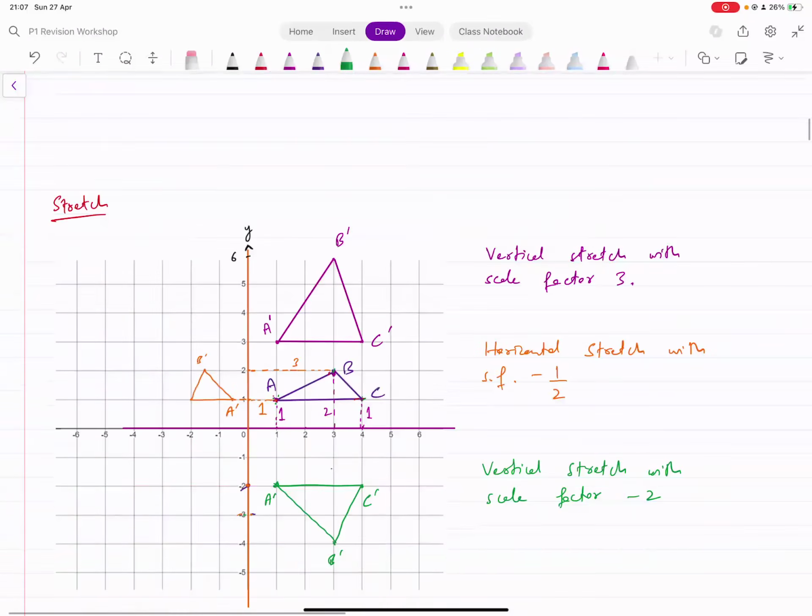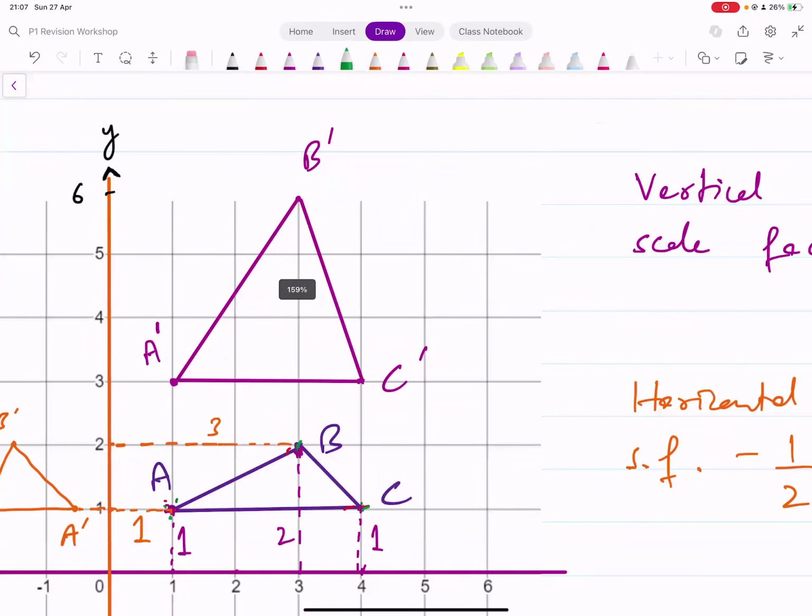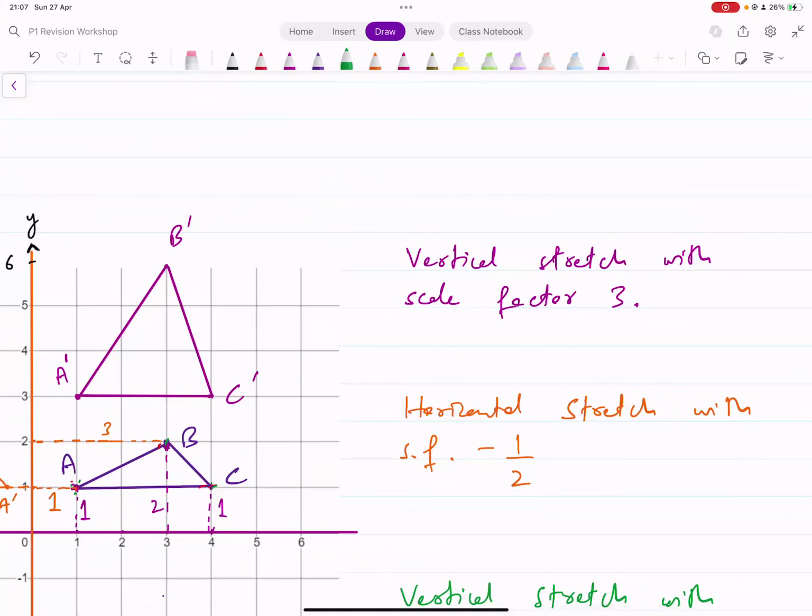Then there's one new transformation, that's stretch. How does stretch work? There are two types of stretch that you have in the syllabus: vertical stretch and horizontal stretch. In vertical stretch, you see the distance from the x-axis. If the scale factor is 3, for instance, the stretch works like this. Every point, whatever its distance was before, becomes 3 times that distance. For example, this point C has a distance of 1 unit from the x-axis. After transformation, it becomes 3 units from the x-axis. That's a stretch with scale factor 3.